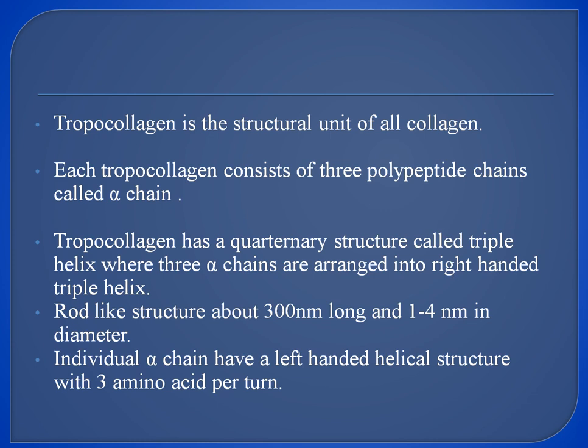Tropocollagen is the structural unit of all collagen. Each tropocollagen consists of three polypeptide chains called alpha chains. Tropocollagen has a quaternary structure called triple helix where three alpha chains are arranged into a right-handed triple helix and each individual alpha chain has a left-handed helical structure with three amino acids per turn. So it is a rod-like structure which is about 14 nm in width and 300 nm long.